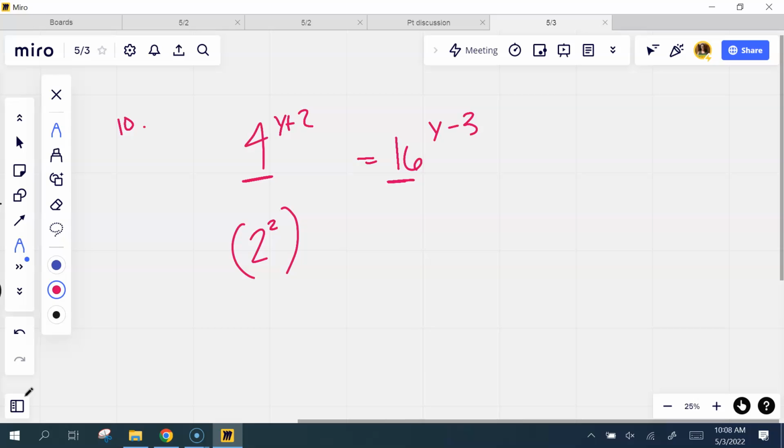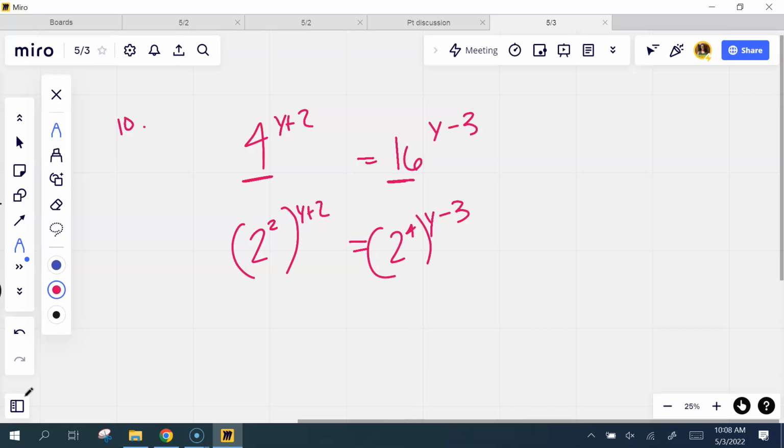Right? The y plus 2 is still there. You could do 4. Yeah, you could. 16, 2, 4, 8, 16, so 2 to the 4th. You'll still get the same answer, Aaliyah, but you could use the 4 there.